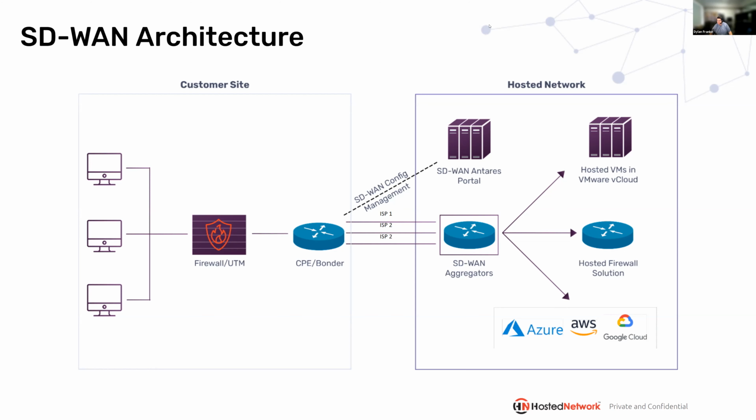And Aaron's just had a very good question. Do you need a firewall or UTM on site, or can you just use the Bonder as just the router on site and route everything back through to a UTM hosted with us?